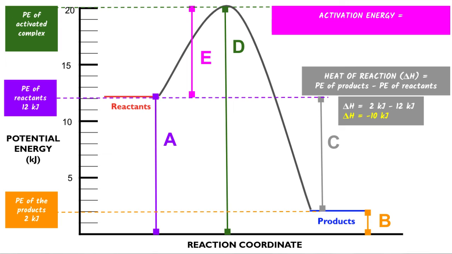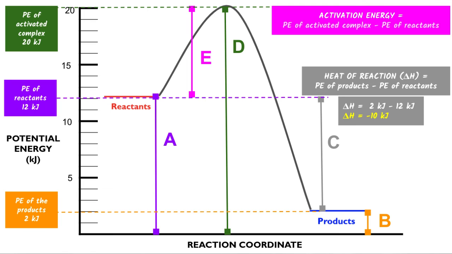Let's take a look at our activation energy now. So if we don't include activation energy in the heat of reaction, how do we figure out how much energy is required to start a reaction? Really what's important for that is the energy of the activated complex, or the tippy top of the hump of the potential energy, of the activation energy. So interval D would give me my activated complex potential energy. So that would be 20 kilojoules, looking at this axis.